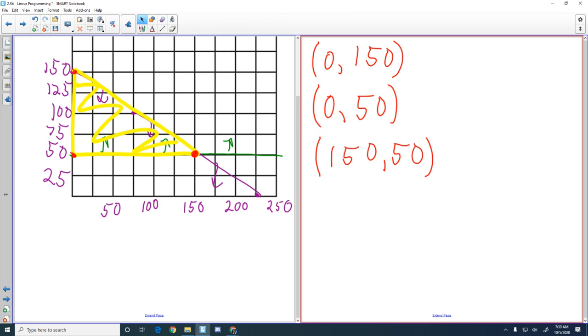So then you just take each of those 3 points and plug them into that z function, right? That z equals 25x plus 35y. You're going to get 3 different dollar amounts. After that, you just pick the biggest one because Jenny wants to maximize the revenue from her bake shop.